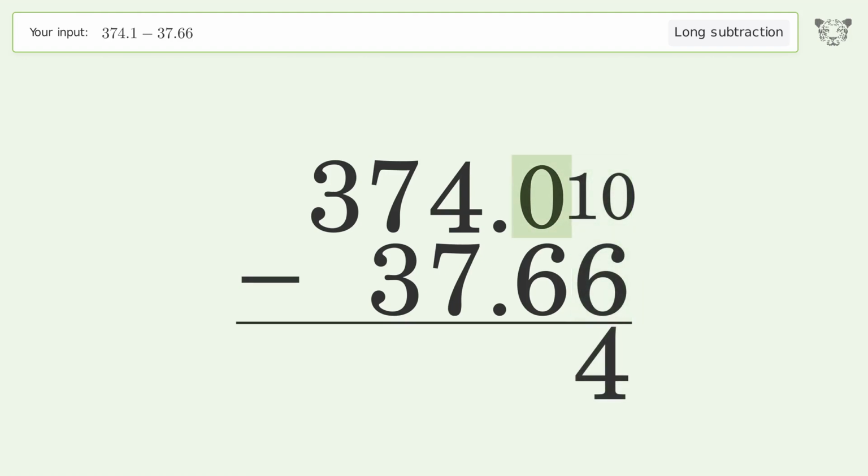Because the upper digit, 0, in the tenths column is too small to get a positive difference, borrow 1 from the digit, 4, in the next number place which becomes 3, and get 10. 10 minus 6 equals 4.